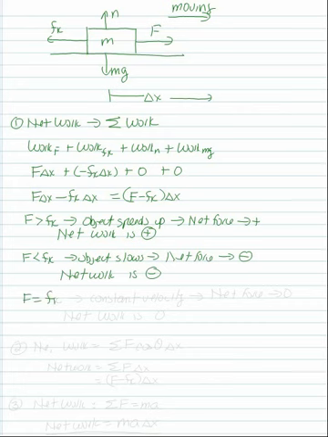If F equals Fk, we can't say it's not moving because it is moving. That's constant velocity. The net force is 0. Therefore, the net work is 0. It doesn't mean no forces are doing work. It means the total amount of work by all the forces is 0. So looking at it, net work is 0, net force is 0, constant velocity.